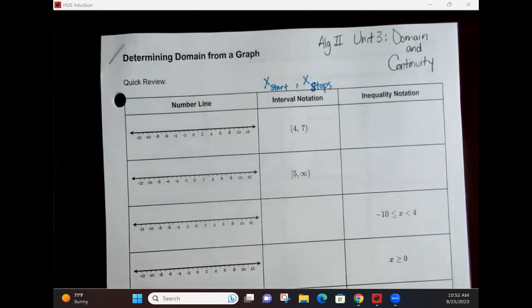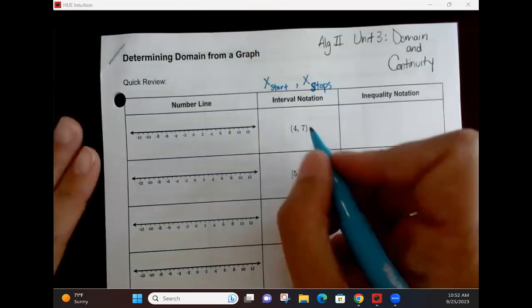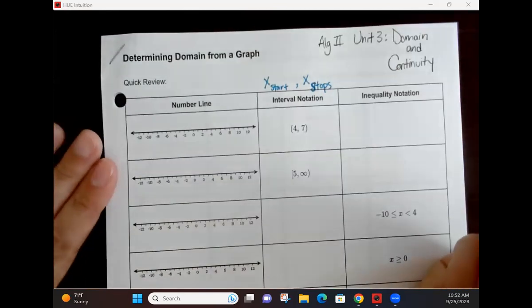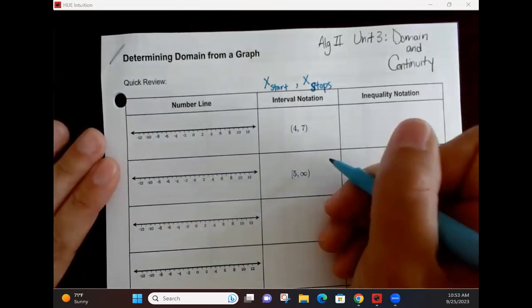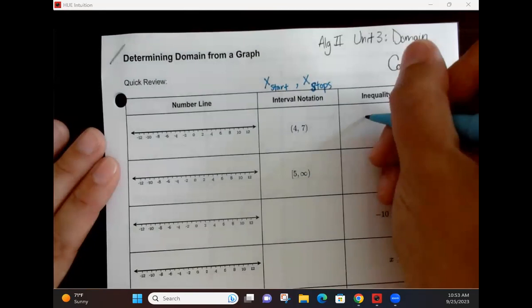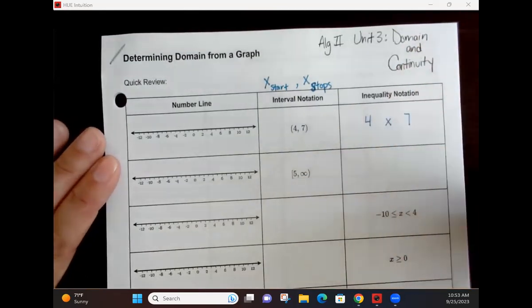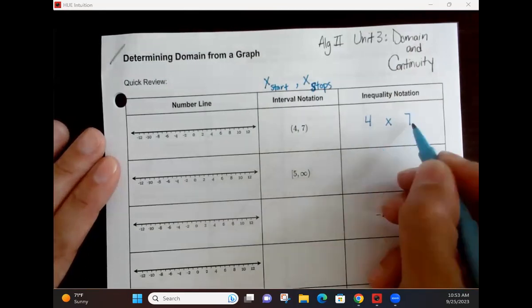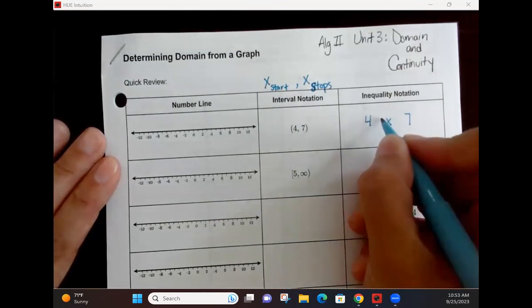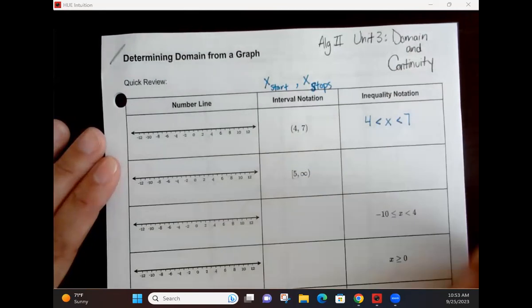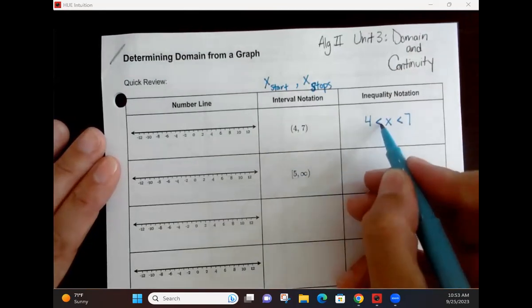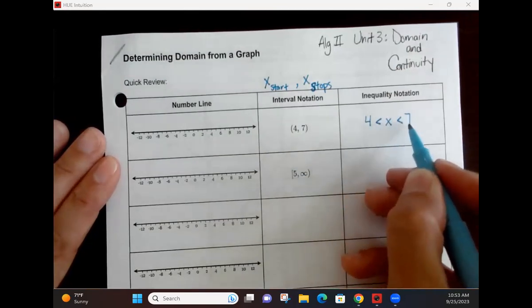Now for our warm-up problems, we only have x values as an option. There's no y-axis here because we're on a number line. So I'm looking at from 4 to 7, okay? In inequality notation, this would be x values between 4 and 7. So we would put our x between 4 and 7. Now, I know that my inequality signs would be 4 is less than x is less than 7.